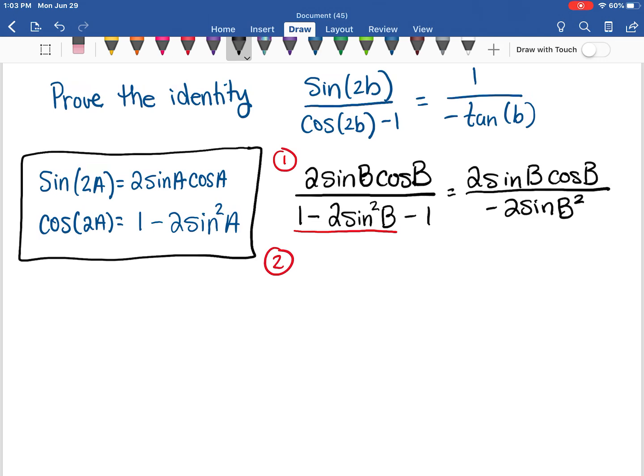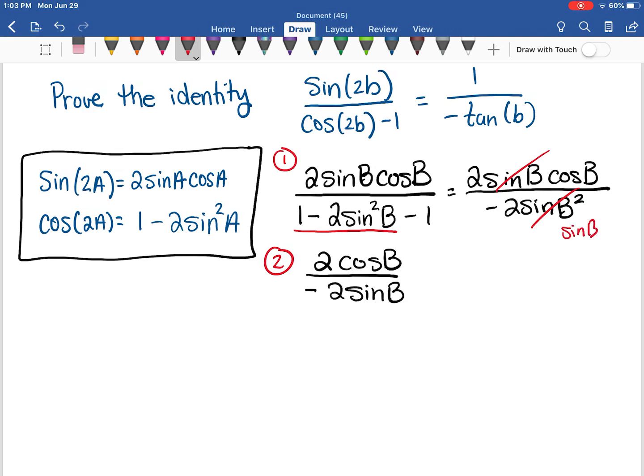So then I'm going to be left with on the top 2 cosine b all over negative 2 sine b, because on the top and on the bottom I get rid of a sine and I'm still left with, so this is what I crossed off. I crossed off one sine and I'm still left with a sine downstairs.